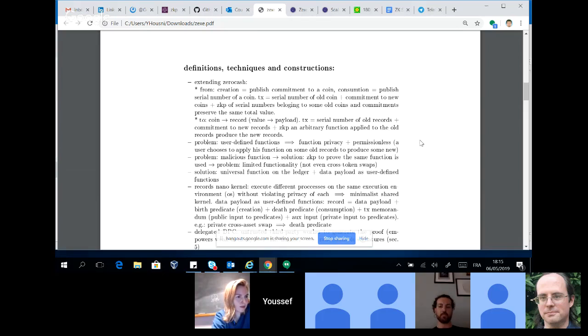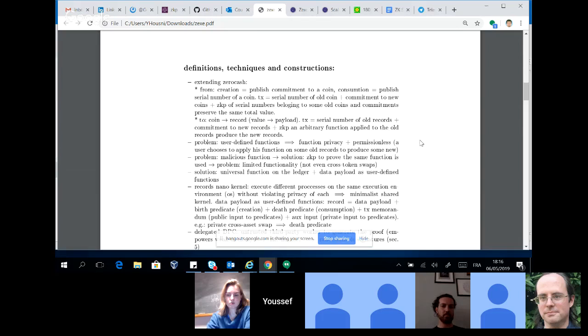So if we recapitulate, a record will be the data payload plus what we call a birth predicate to create a record, and a death predicate to consume a record, and then we need some public input to apply those death or birth predicates. They call this the transaction memorandum, and then private information will be the aux input.